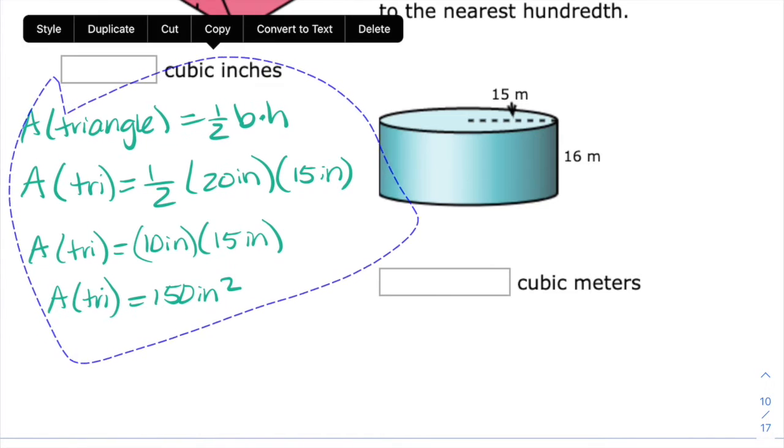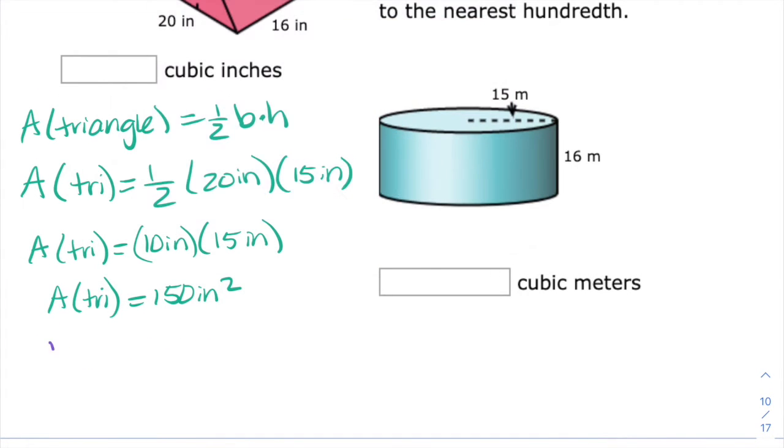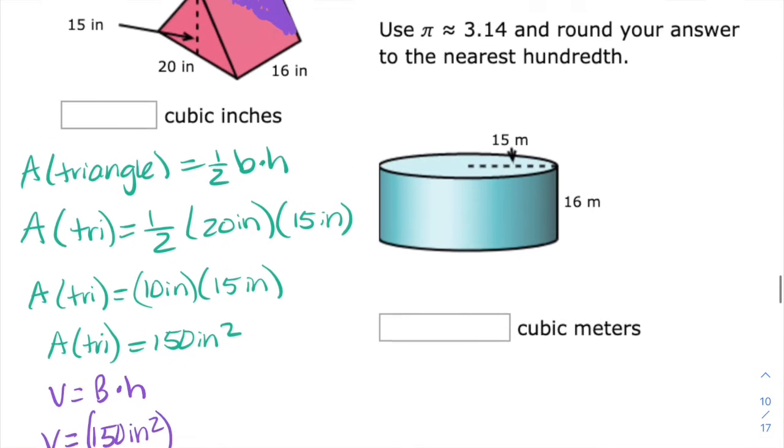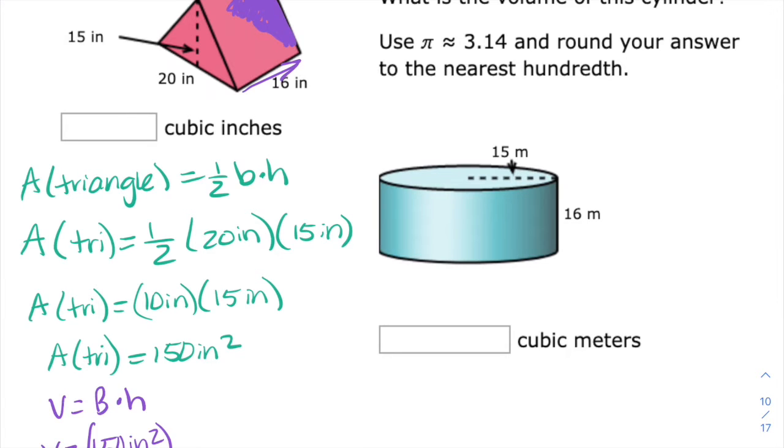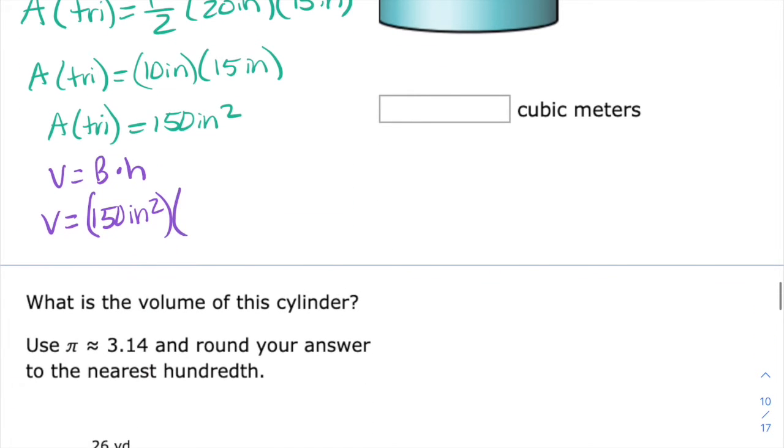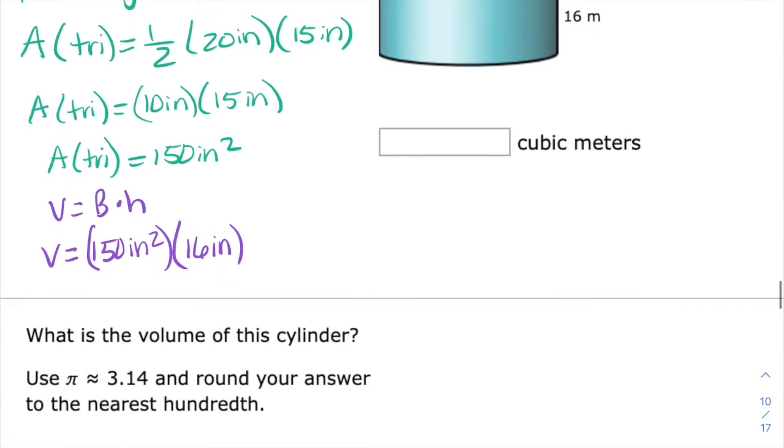And then from there, you just do the volume, which is base times height. So it's a triangle. Volume equals 150 inches squared times height. The height is 16 because that's how long that triangle will be repeated for. 16 inches. So it's going to be 150 times 16, which is 2,400. So volume equals 2,400 inches cubed.